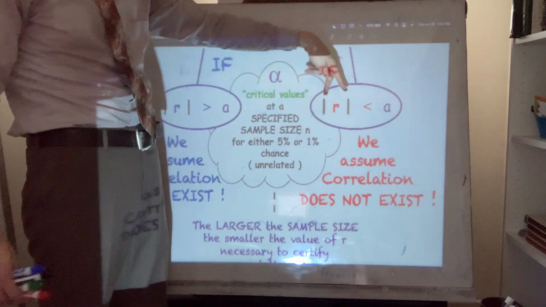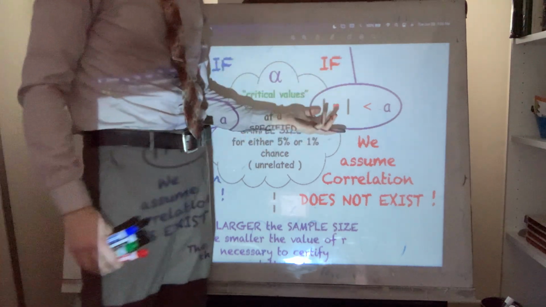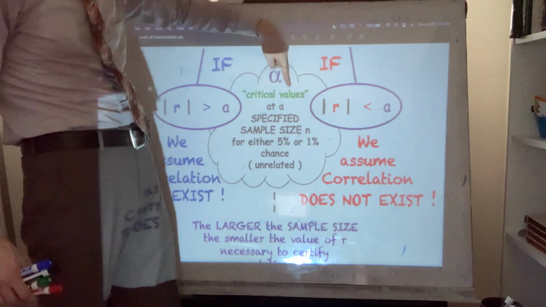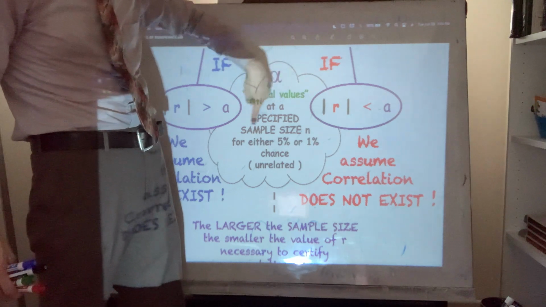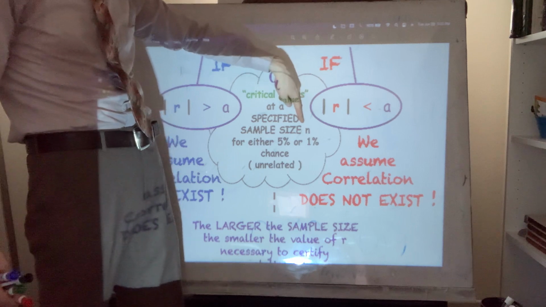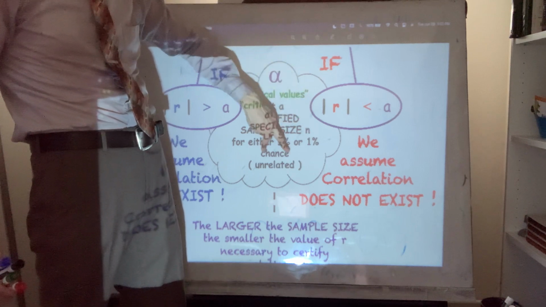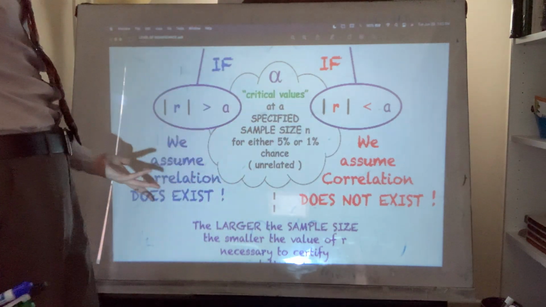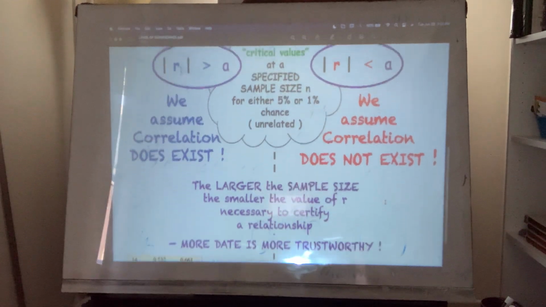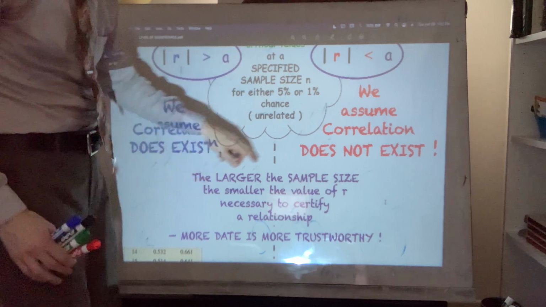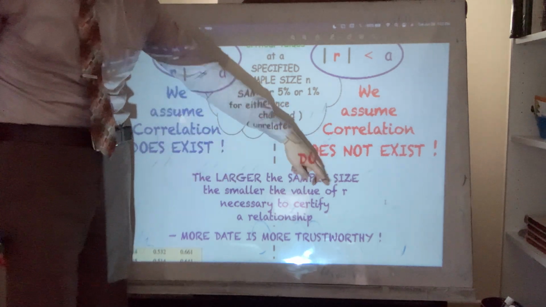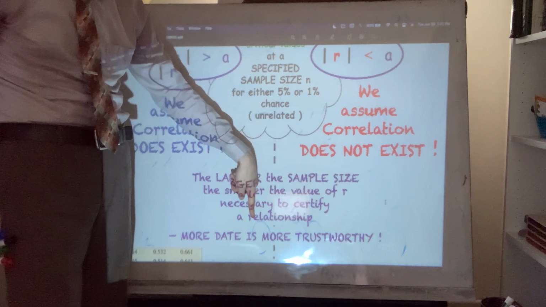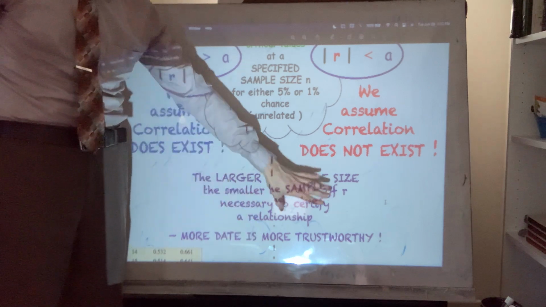If you have a correlation coefficient magnitude that is less than, this is greater, this is less, the critical value, which is a decimal number, at a specified sample size, maybe you had 6 points of data, maybe you had more, for either 5% or 1% chance unrelated, then you assume that the correlation does not exist. This is another way to help substantiate a relationship. Essentially, the larger the sample size, the smaller the value of R necessary to certify a relationship. This is often the case. More data is more trustworthy.